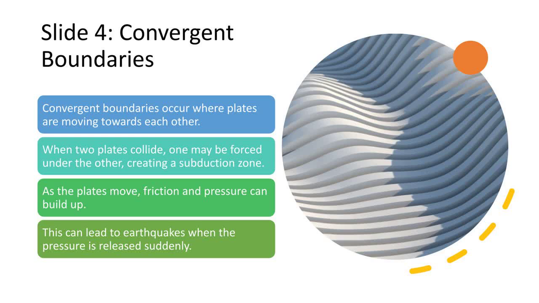As the plates continue to move, friction and pressure build up along the plate boundary, and this can lead to significant earthquakes when the pressure is suddenly released. The size and strength of these earthquakes can vary depending on factors such as the size and speed of the plates involved and the angle of the collision. Understanding the behavior of convergent boundaries is crucial, as they can have a significant impact on the formation of the Earth's crust, volcanic activity, and the occurrence of earthquakes. Let's move on to the next slide and examine transform boundaries.